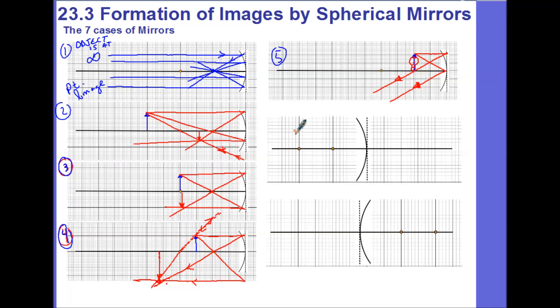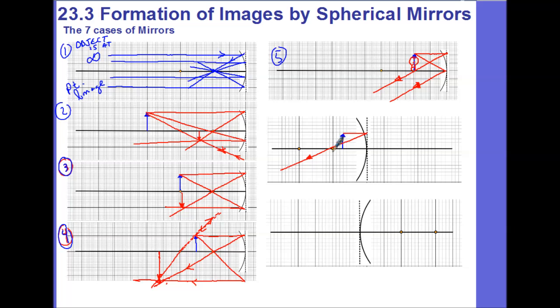Case number 6, now you notice that we are inside of the focal point. Okay, so we're inside here. We're going to place some object inside here. And if we go to try to draw these rays now, let's see, we would have a ray that is maybe parallel, and that parallel ray again goes through F. Okay, so it's the same 3 rays that we try to draw.